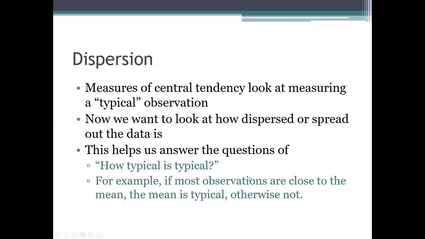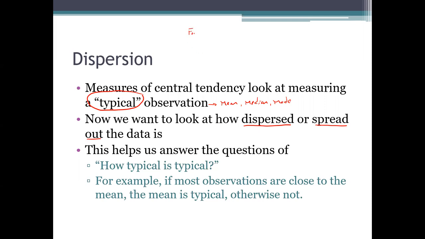All right, so measures of dispersion. So let me go back, I'm sorry. Measures of central tendency, as I said last class, look to describe the typical observation. And again, these were the mean, median, and mode. So what we wanna do now is look at how dispersed or spread out the data is, okay? So what this helps us answer is a question like this, how typical is typical? So what that means is how typical is your measure of central tendency?